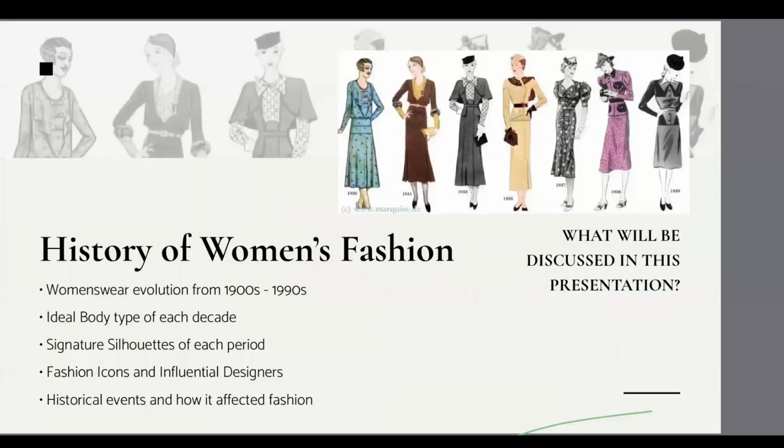So what will we be discussing in this presentation? So first, women's wear evolution from 1900s to 1990s. So that's going to be the scope of tonight's discussion. And then second, ideal body type of each decade, signature silhouettes of each period, the fashion icons and influential designers, and historical events and how they affected fashion.